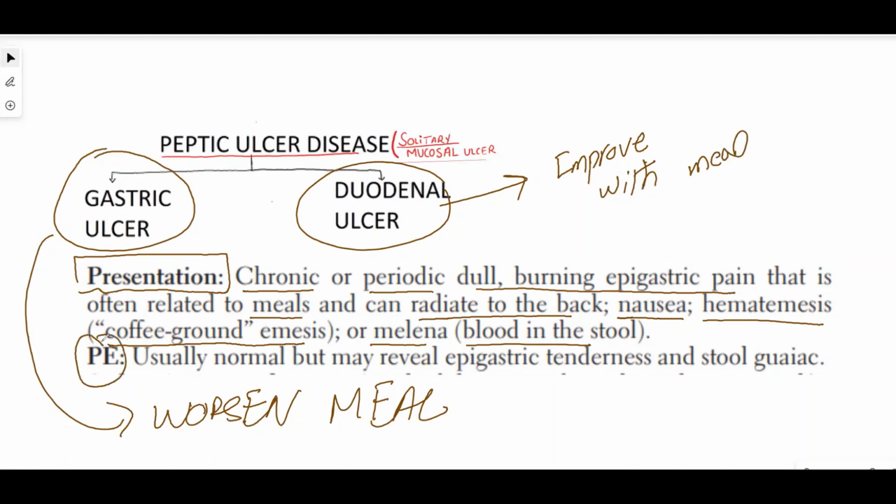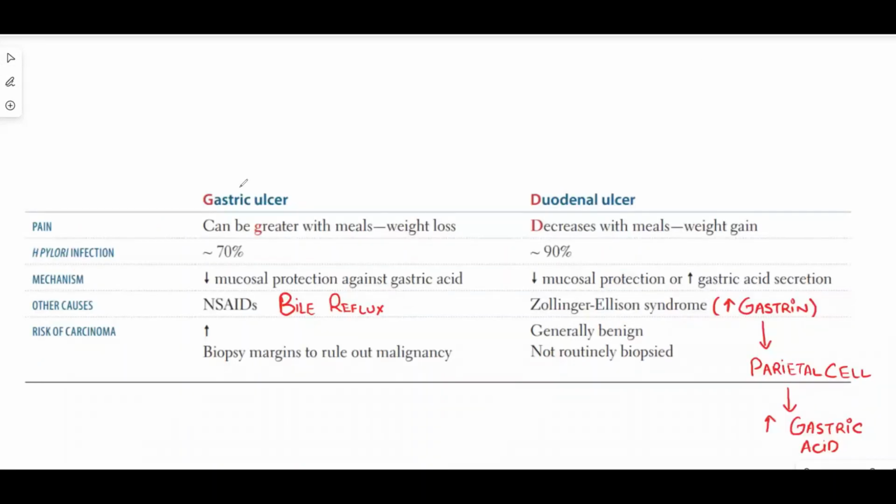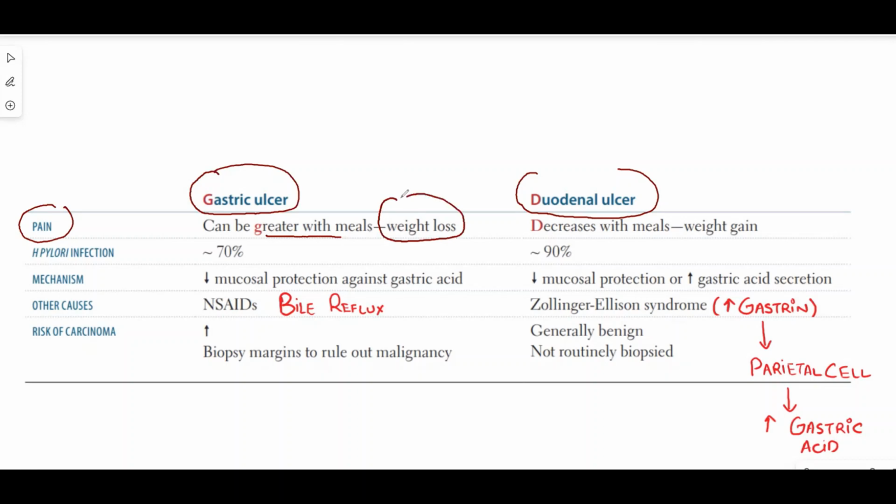Last is the physical examination. The physical examination is generally normal, but it may reveal epigastric tenderness, and stool guaiac is sometimes positive. Now I'm going to highlight some key differences between the gastric ulcer and the duodenal ulcer. The first important thing is the pain. The pain of the gastric ulcer is greater with meals, and the patient usually has weight loss. The duodenal ulcer pain decreases with meals, and the patient is more usually obese.